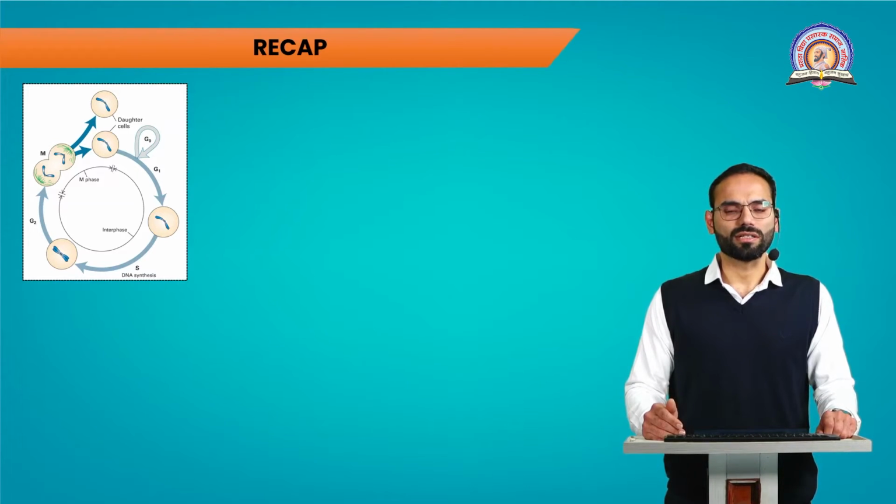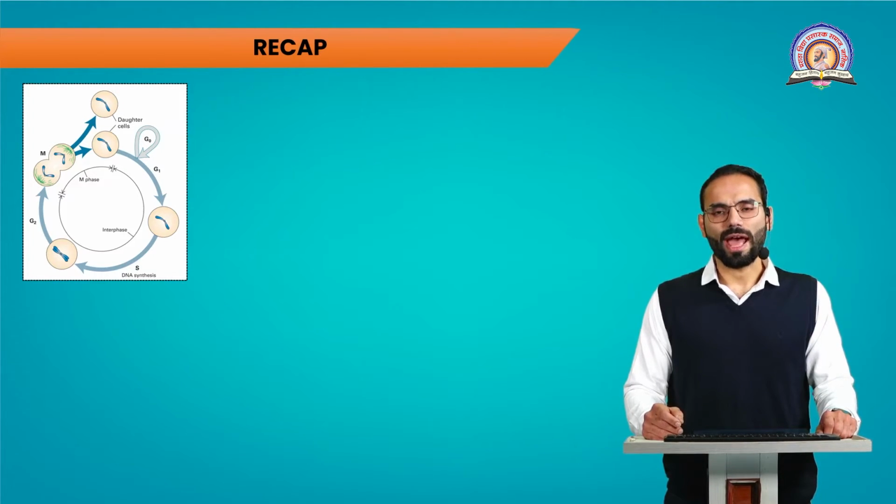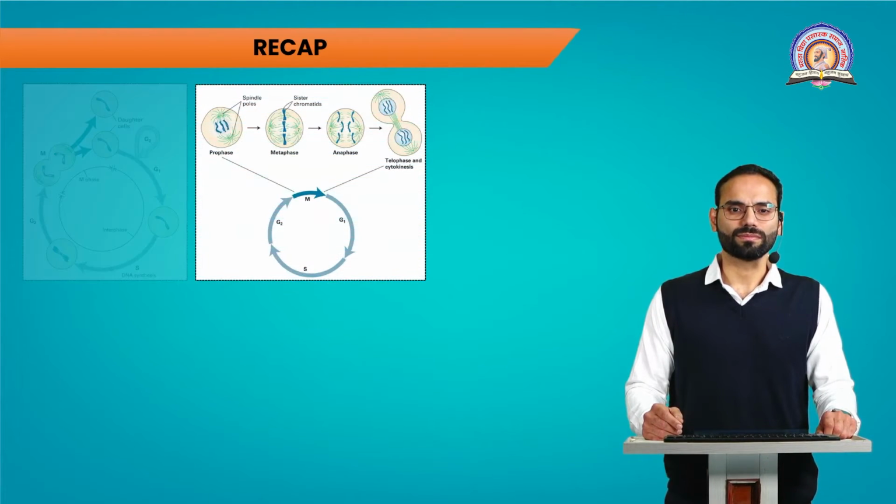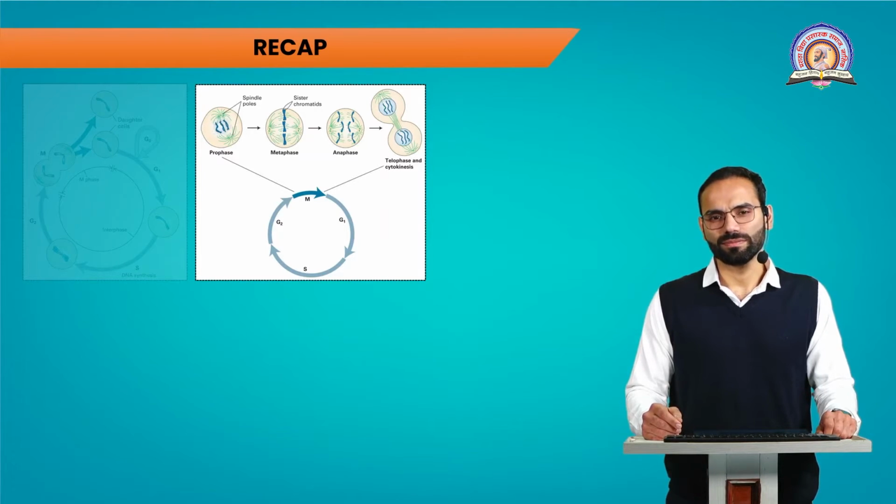The cell cycle consists of three different phases, that is G1 phase, S phase, and G2 phase, which together constitute interphase. And after interphase, there is a phase called mitosis, in which the duplicated chromosomes get segregated into two daughter nuclei. And we have also learned about the different phases of mitosis, which are prophase, metaphase, anaphase, telophase, and cytokinesis.